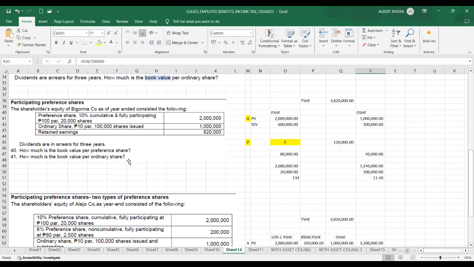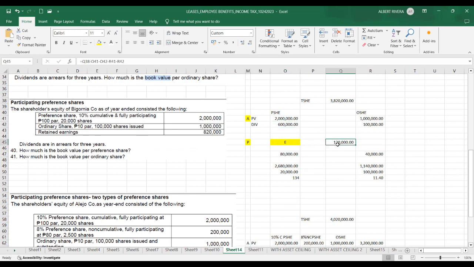In item 40, may participation na, cumulative and fully participating. Okay, so here, objective, makompute mo yung excess. Okay, coming from the total stockholders' equity of 3.82 billion, follow the rules on allocation first. May liquidation value ba? Wala. So use the aggregate par value. Will we provide dividends? The answer is yes. Cumulative, so that should be 3 years. So that would be 2 million times 10% times 3 years, number of years in arrears, so that is 600,000.